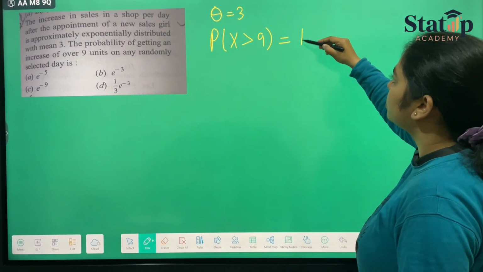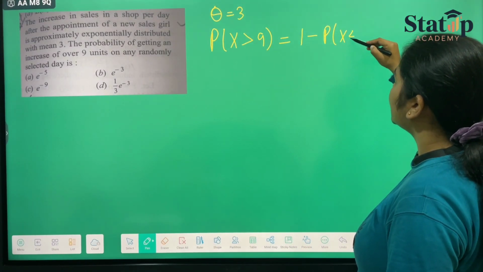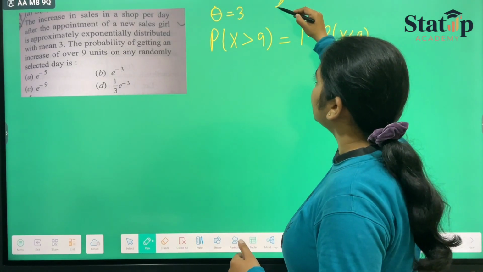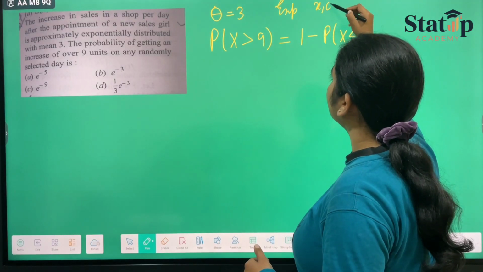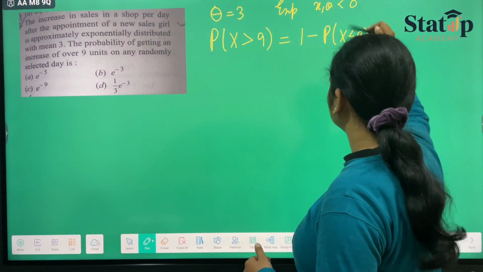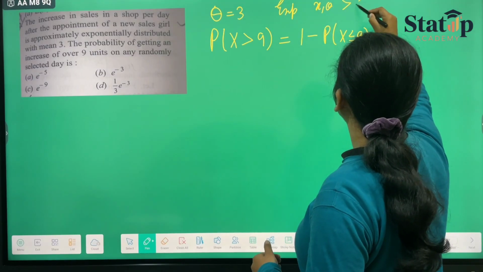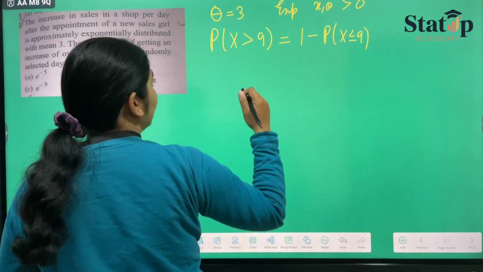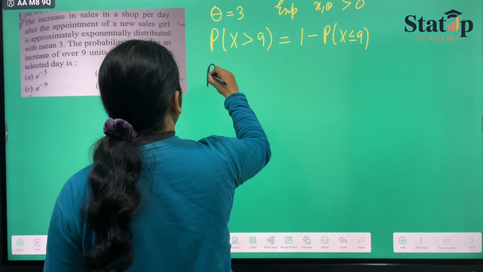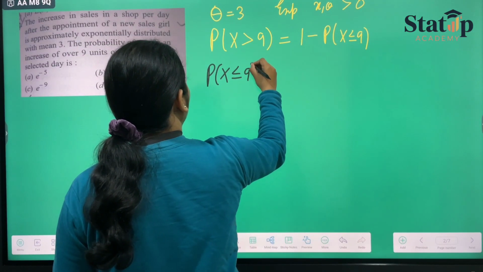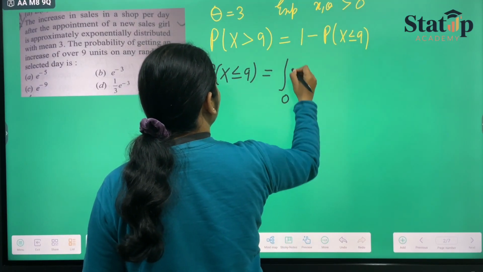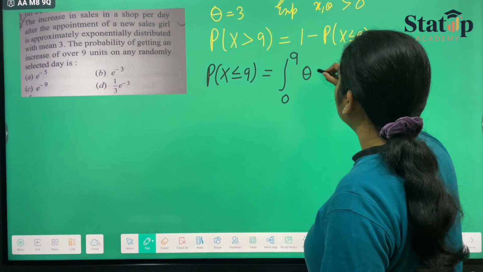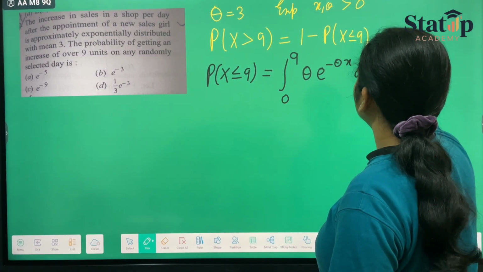Now we can write it as 1 minus probability x is less than or equal to 9, because we know the lower limit of the exponential distribution for x and theta is 0. They cannot be less than 0. So we'll take 1 minus probability x is less than or equal to 9. Probability x is less than or equal to 9 will be the integration from 0 to 9 of f(x), where f(x) is theta e raised to the power minus theta x dx.